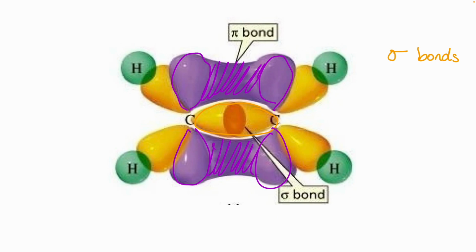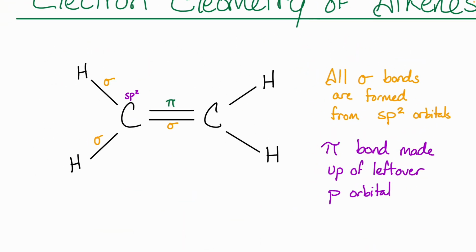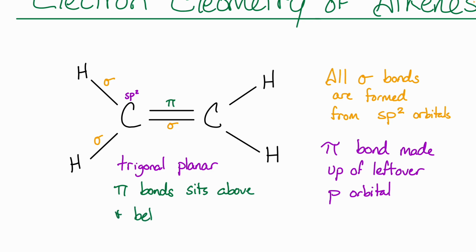Cool, so again, purple here is our pi bonds extending above and below the plane of that molecule, all right? So importantly, our alkene here, our geometry, remember for sp2s, these are trigonal planar geometry. And that pi bond sits above and below that plane. So alkenes are flat, and there's a ton of electron density sitting above and below that flat molecule.